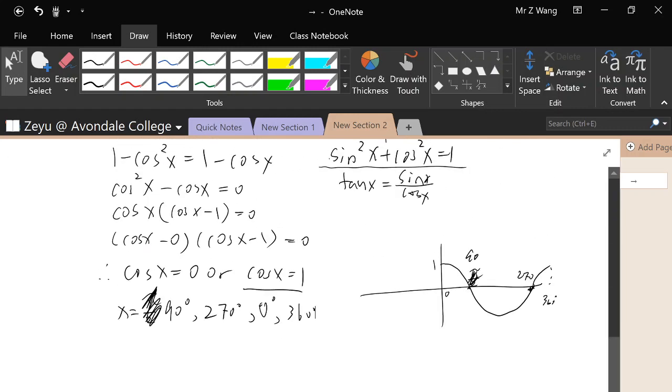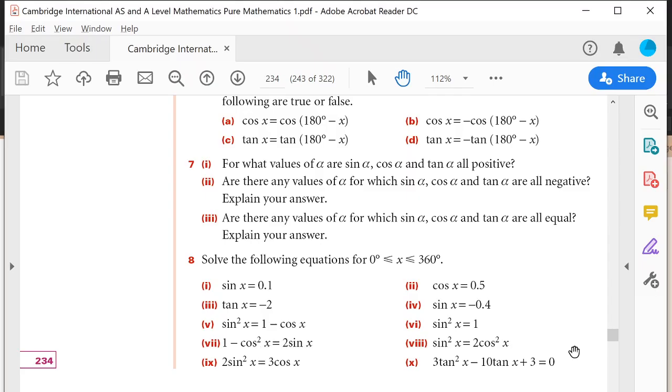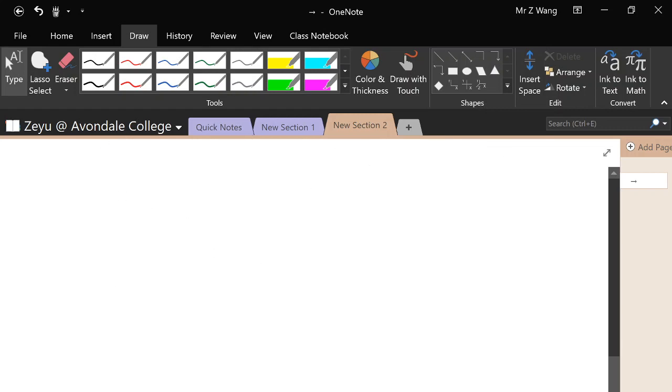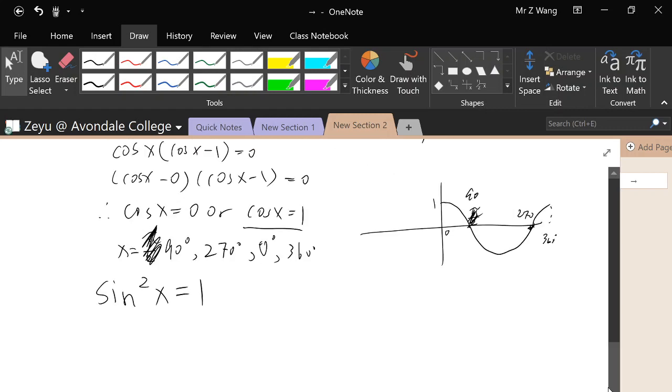Okay, and also the next question. Sine square x equals 1, right? So this is a quadratic equation by itself. Something square equals 1. What do you do? You take the square root on both sides, but don't forget the plus and minus. So that means sine x equals 1 or sine x equals negative 1. So at this stage, you should be able to see the answer directly.